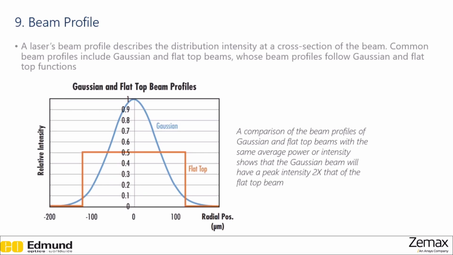The beam profile is the shape of the laser beam. There are many different ways laser beams can be shaped. Most typical is a Gaussian profile, but there are also such things as flat top profiles and components that allow you to shape the laser beam in various different ways.